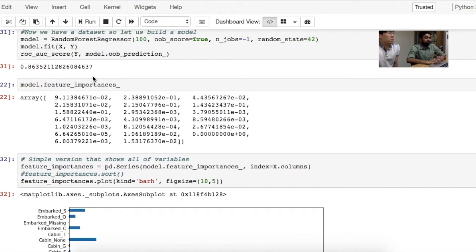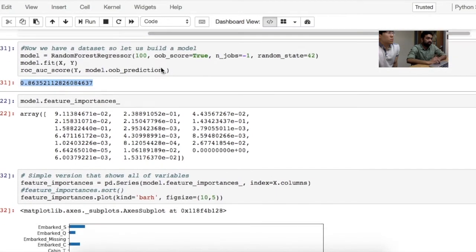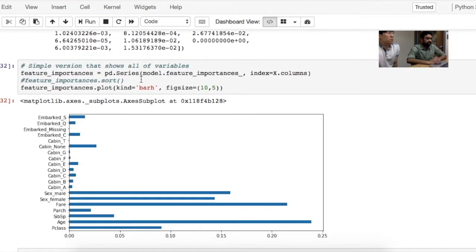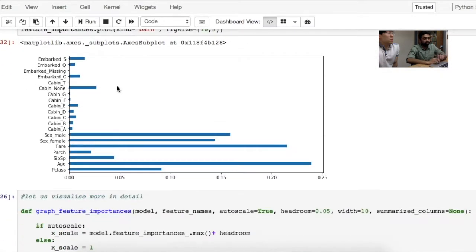If you see, my model had a 0.86, which is 86% confidence. It says that it is 86% confident, and that's how you'll be predicting the results. These are the results of how you'll be predicting. Like in this problem, we have to save the maximum number of people in the Titanic disaster.